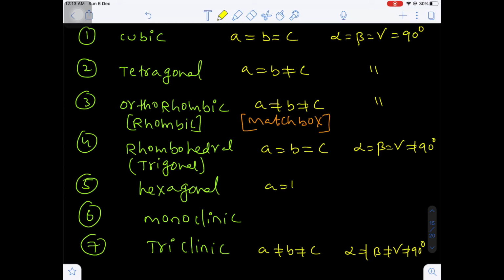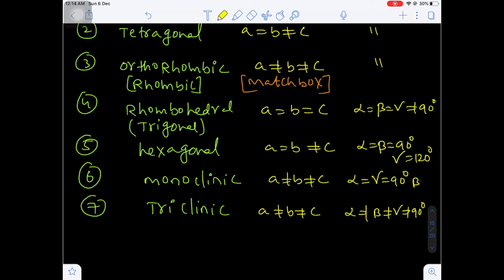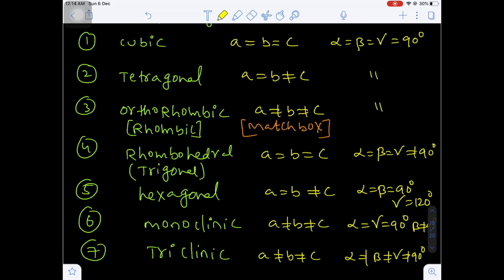In hexagonal, a equal to b but not c. This is very important. Alpha, beta equal to 90, but the gamma value is 120. And one more, monoclinic, where a not equal to b not equal to c, alpha equal to gamma equal to 90 degrees, but beta not 90 degrees. Once again I am repeating all these 7 systems.